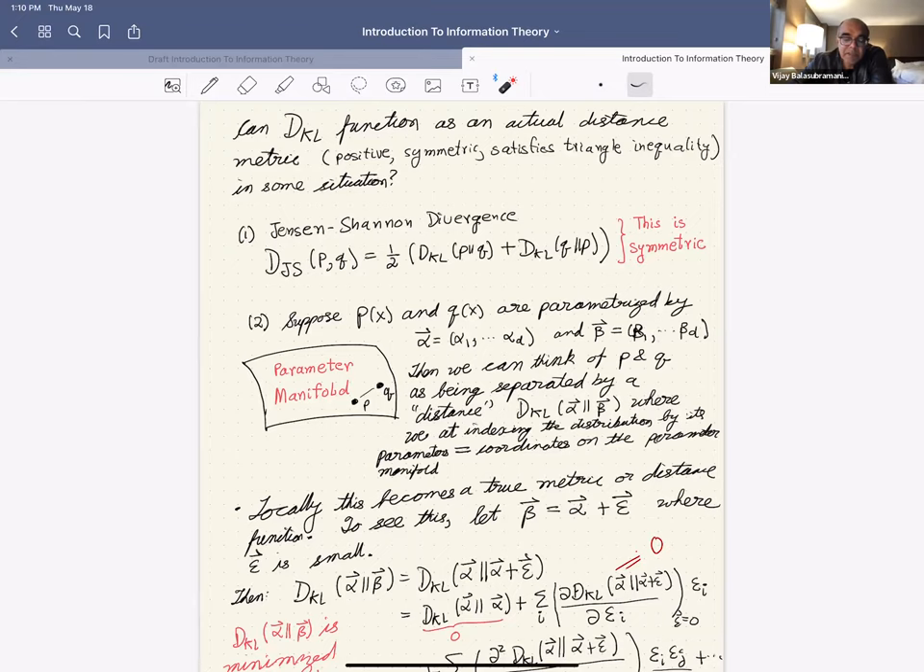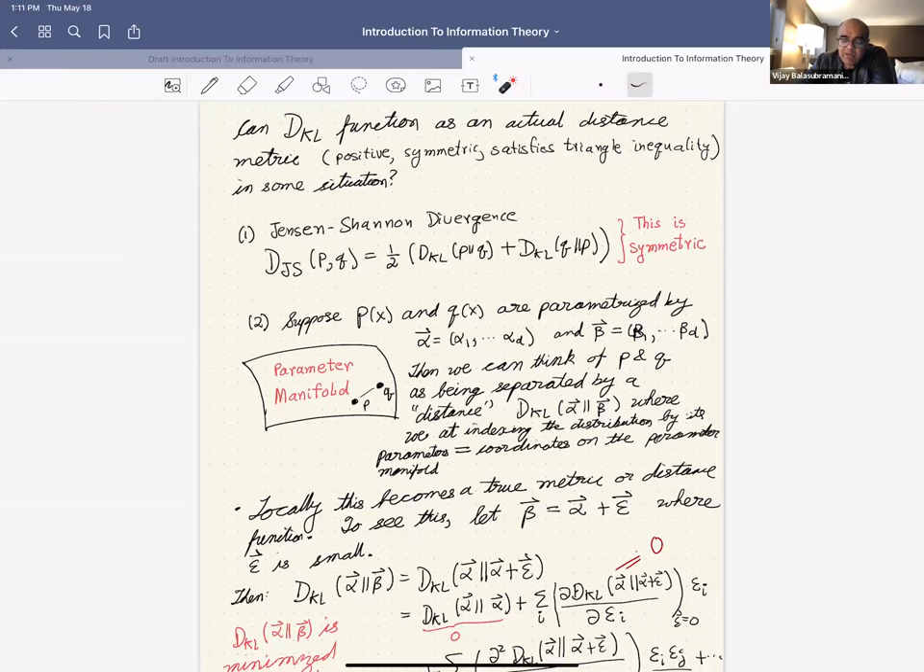about the relative entropy, about the DKL. Let me ask the question now of whether the relative entropy can actually function as an actual distance metric on probability distributions in some situations. To be an actual measure of distance or separation, it has to be positive, symmetric, and satisfy the triangle inequality. Okay, so let's forget about the Jensen-Shannon.